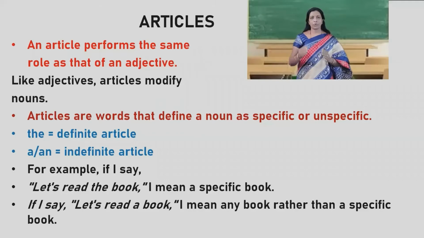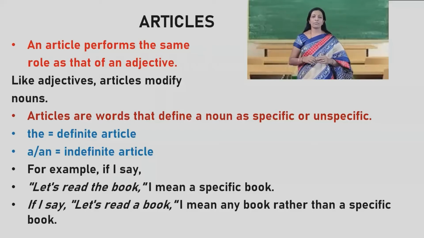So, as you all know, what are nouns? Nouns are nothing but names of person, place, animal, things. So, whenever an article has to be used, it will be used only before a noun. This is one basic general rule which you need to remember. Now, this article which is used before a noun will give us some extra information about that noun.